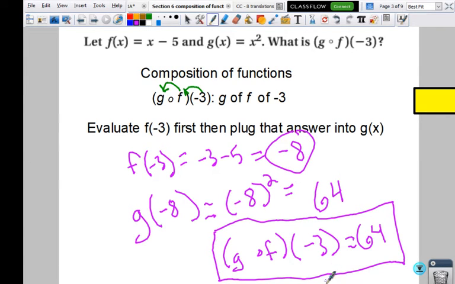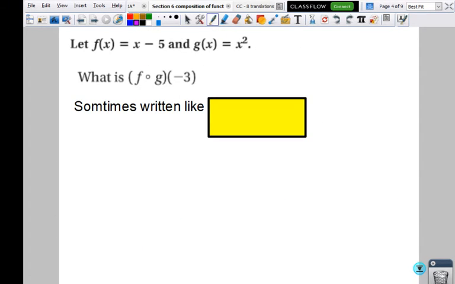And we're just going to be practicing this today, this composition of functions. It's easy though. Alright, so we're going to do the same thing.